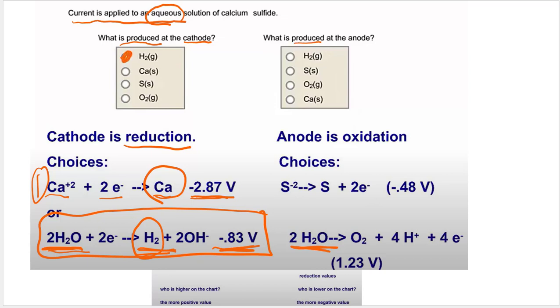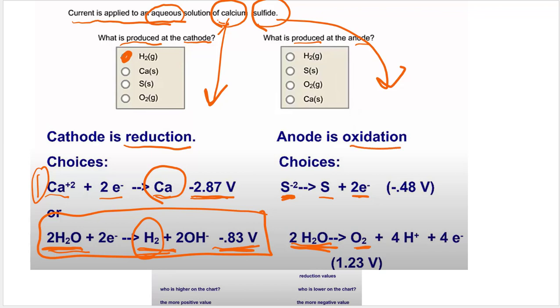Then let's look over here. What's produced at the anode? So we have two options for our anode. Remember, for our cathode, the reduction, calcium and water. For our anode, oxidation, we have our sulfide and water. So we have our S2 minus producing electrons and elemental sulfur. We looked that value up for negative 0.48. We also have our water in competition producing oxygen. And again, this is our oxidation. So these two values coming from our table.